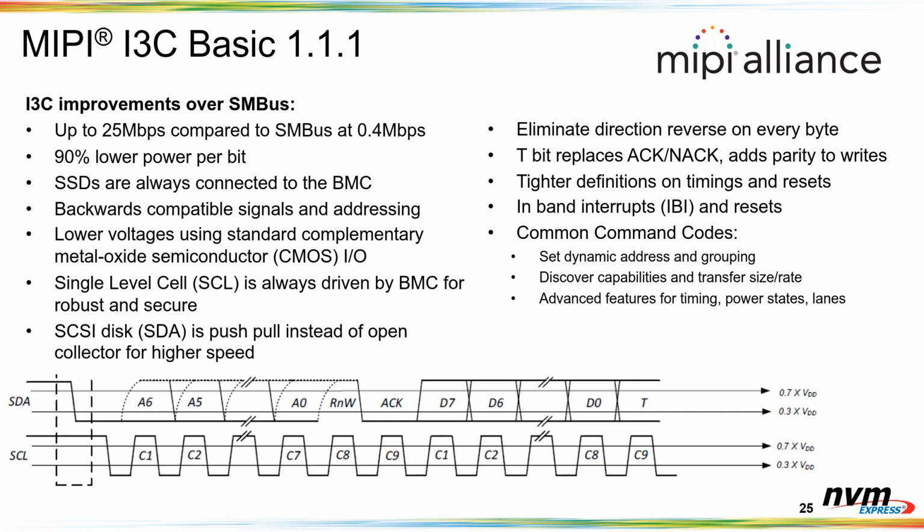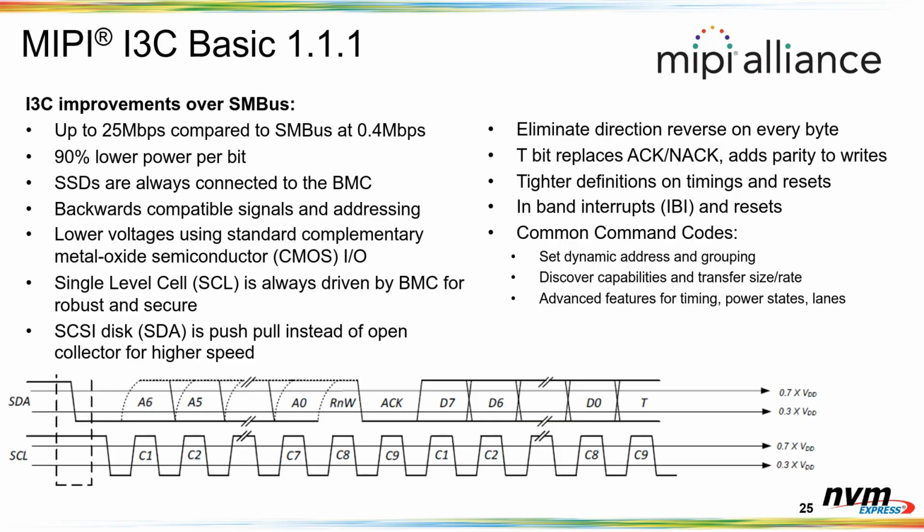So the start condition is the same. Everything is the same for I3C. This exact picture works for SM bus and for I3C. But if you look at the far right-hand side where it says 0.7 and 0.3 times VDD, that's highlighting that the signaling now is going to use standard CMOS voltage levels, instead of SM bus, which before had a threshold of 1.25 volts.